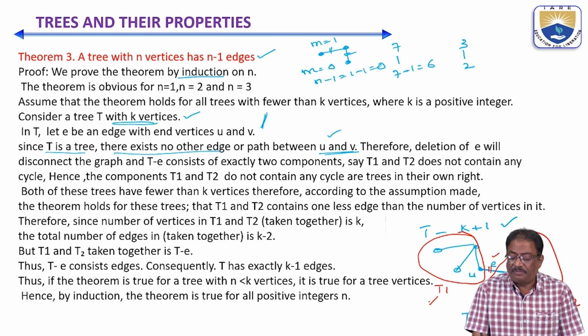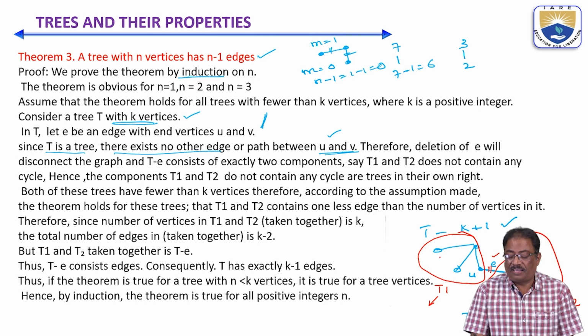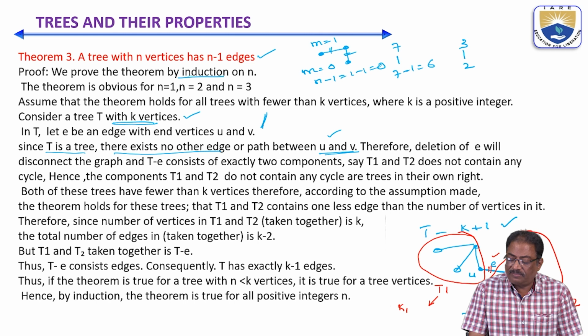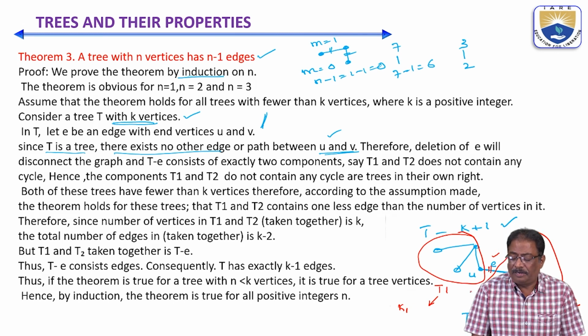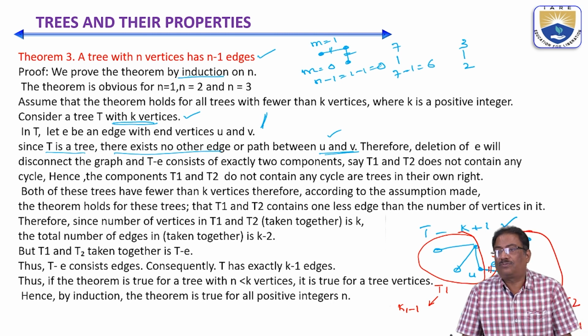T1 is having some number of vertices, let us say k1 vertices, and T2 is having k2 vertices. We are assuming that the theorem is true for any number of vertices lesser than k. Then we can say that T1 is having k1 minus 1 edges, and T2 is having k2 minus 1 edges.